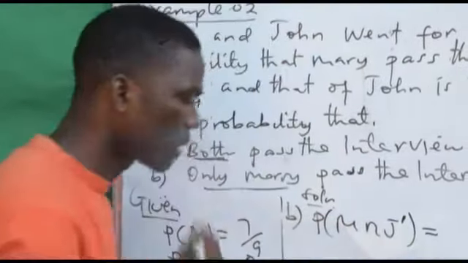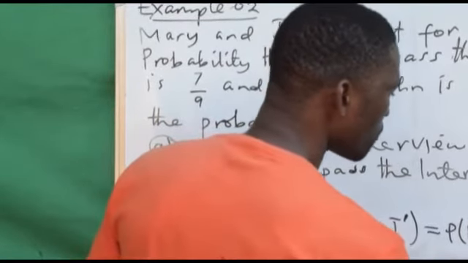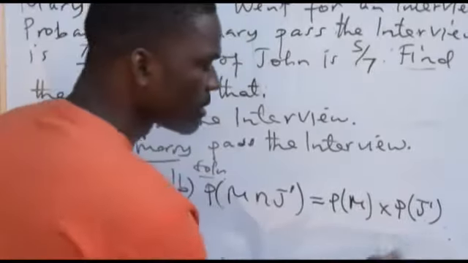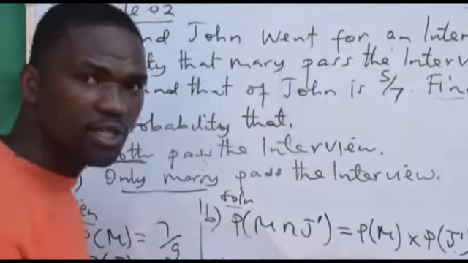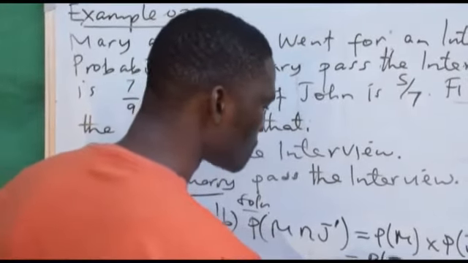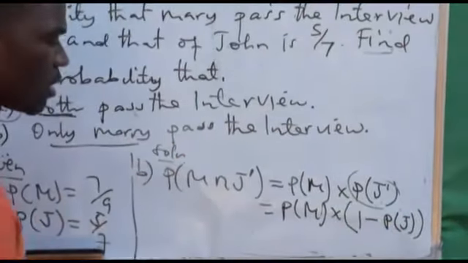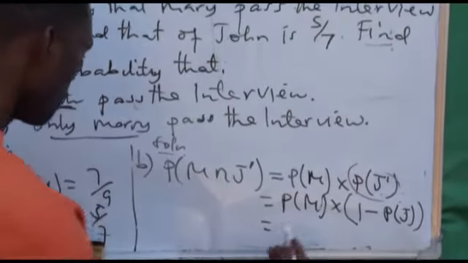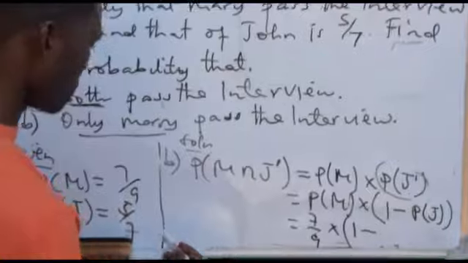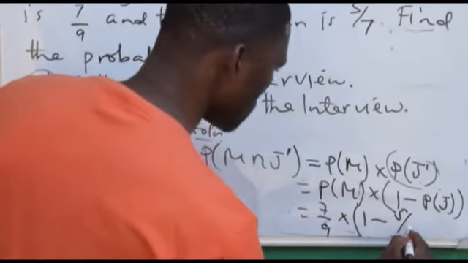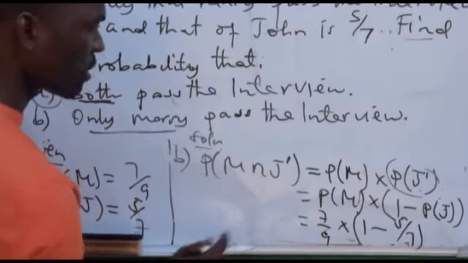So this one will mean the probability of Mary times the probability of not John. Now this one is the probability of a complement event. You can remember the probability of a complement event: it becomes 1 minus the probability of John passing. So now you have to plug in the values, and this becomes 7 out of 9 times 1 minus the probability of John passing, which is given to be 5 out of 7. Now we have to do this math by simplifying.